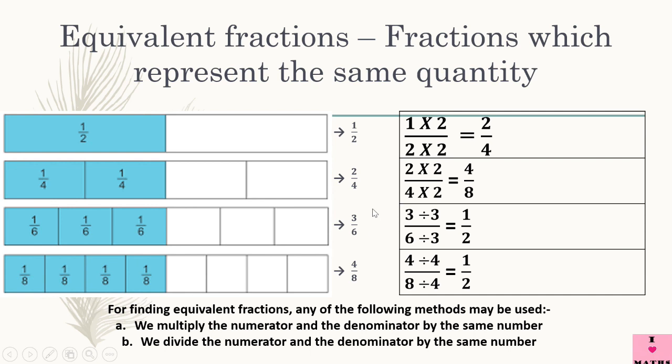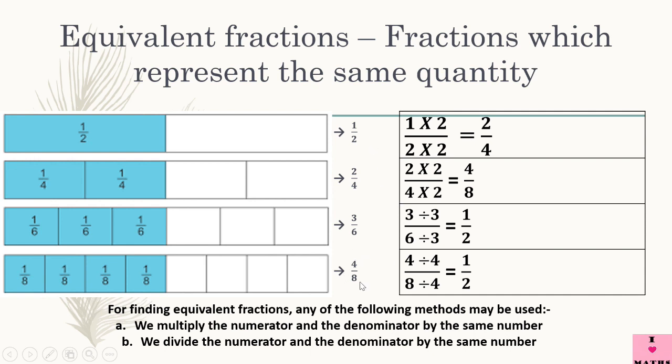Now there is another method. Either you are supposed to multiply the numerator and denominator by the same number, or you are supposed to divide the numerator and the denominator by the same number. So in the fraction 3 upon 6, I am dividing 3 as well as 6 by 3. 3 divided by 3 is 1. 6 divided by 3 is 2. So we get 1 upon 2. And here is 1 upon 2. So 3 upon 6 is also equal to 1 upon 2.